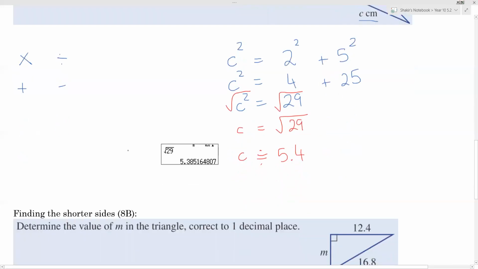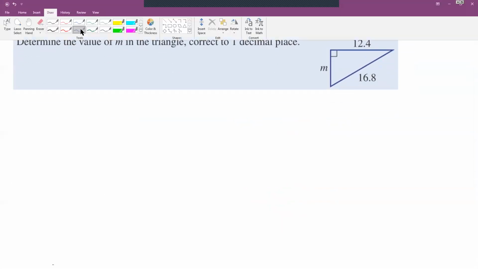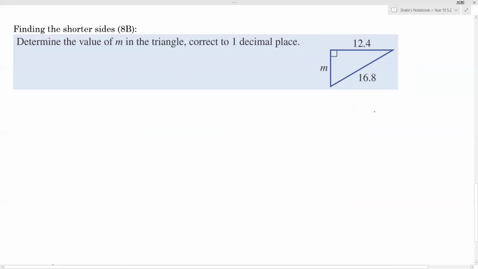Now 8B is very similar. There'll be one slight difference. So let's have a look at a worked example for 8B. It's still Pythagoras' theorem. So the first thing I need to do is identify the right angle and the side opposite the right angle, 16.8. Now I'm trying to find M.